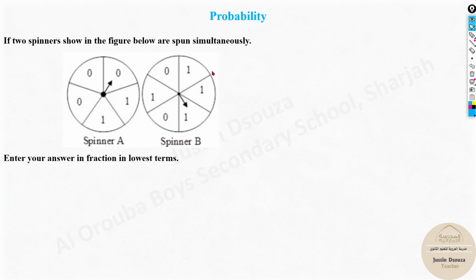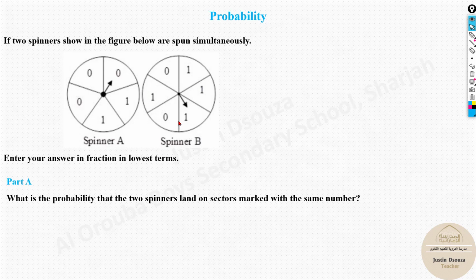Now another last problem over here. This is another interesting one. If two spinners shown in the figure below are spun simultaneously. See, now this is very, very crucial. Whenever there are two things happening simultaneously, it's not that easy because you need to draw it out. You need to draw the sample space over here. Now, enter your answers in fractions in the lowest form.